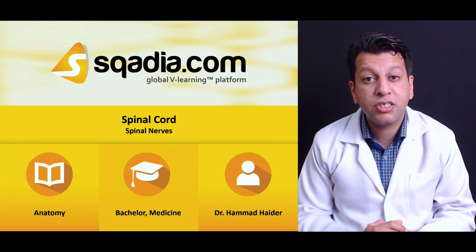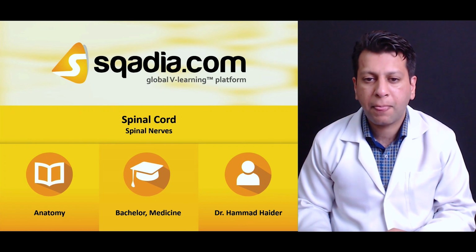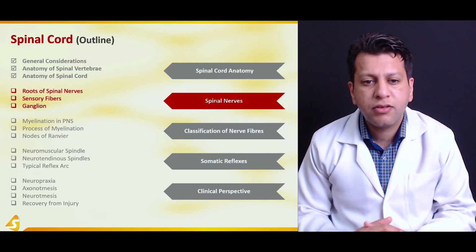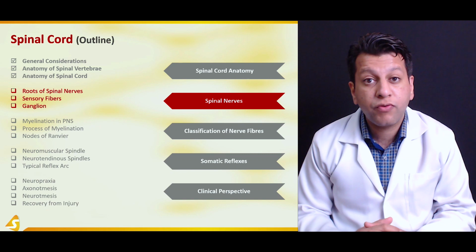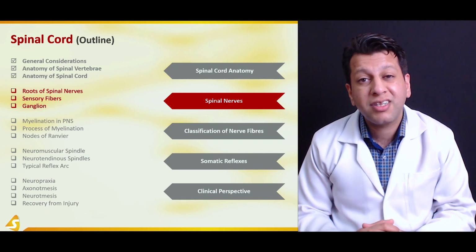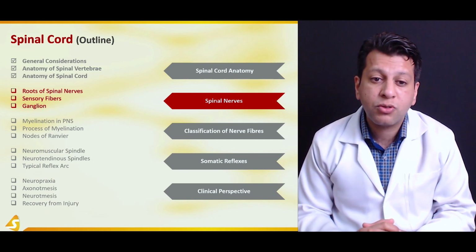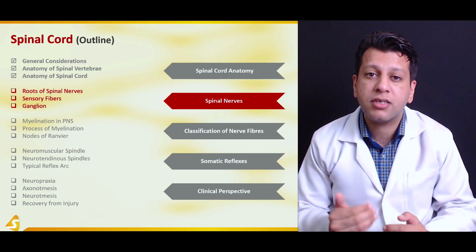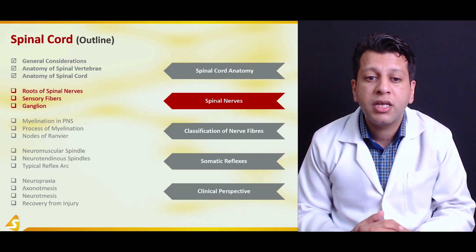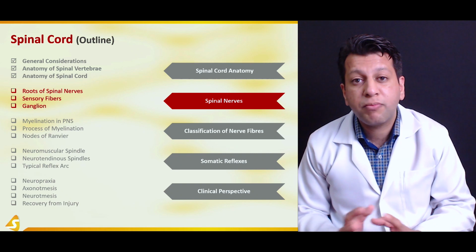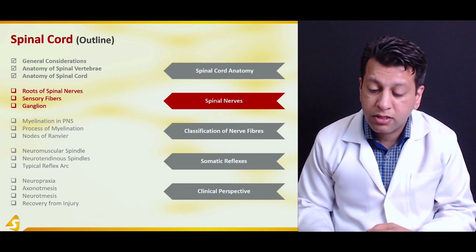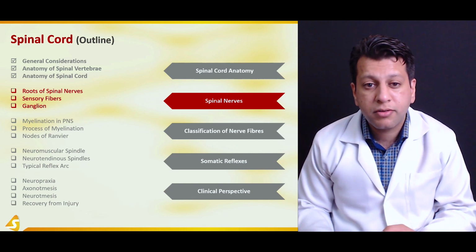Today our lecture topic is the spinal cord and we are in section 2 of the spinal cord, that is the spinal nerves. In this section we will be going through the anatomy of the roots of the spinal nerve. What are the sensory fibers, what are the motor fibers, how many there are, how the descending and ascending tracts are formed in the spinal cord, what is a ganglion, what is the role of the parasympathetic and sympathetic chain in the spinal cord.